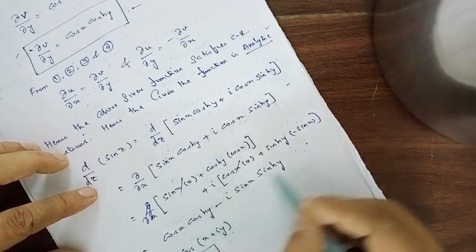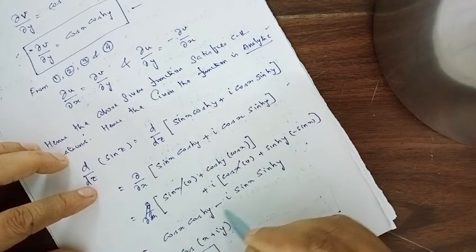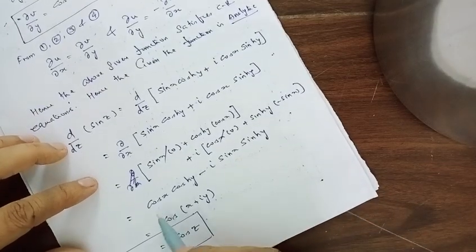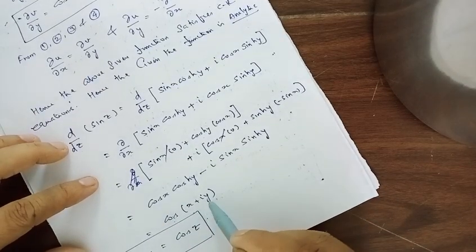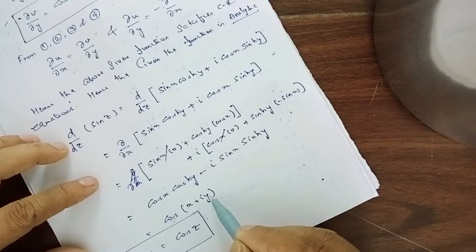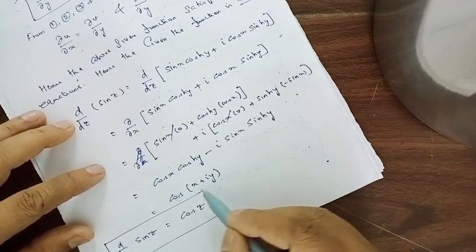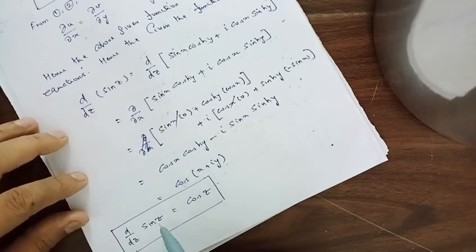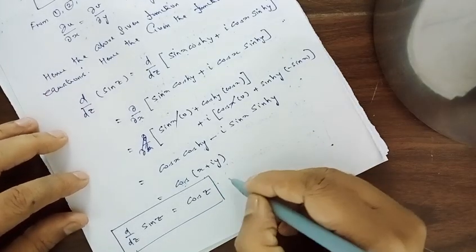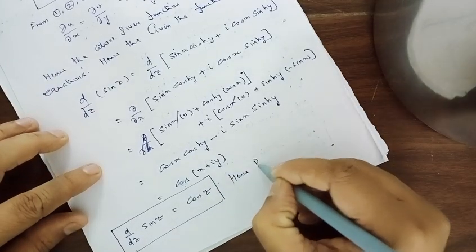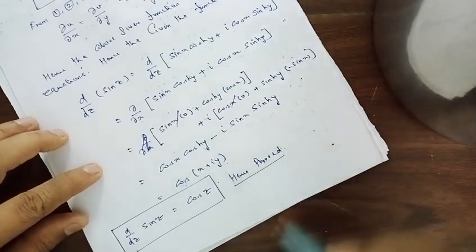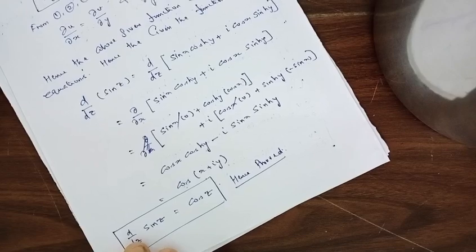This is similar to cos A cos B minus sin A sin B, which is nothing but cos(A plus B), that is cos of x plus iy. x plus iy is nothing but z. Therefore d/dz of sin z is equal to cos z, hence proved. Hope you understand these problems also.